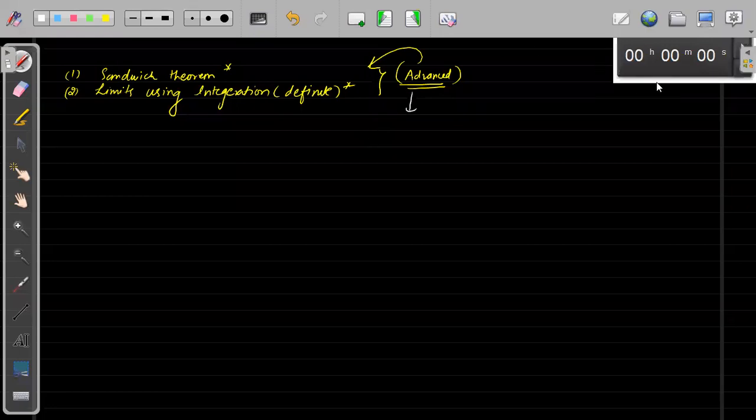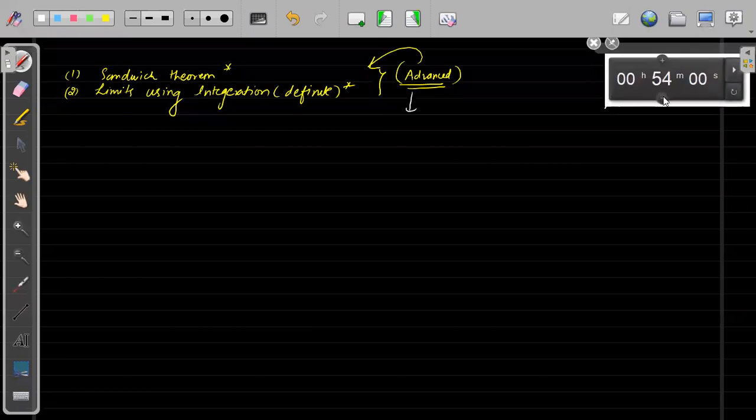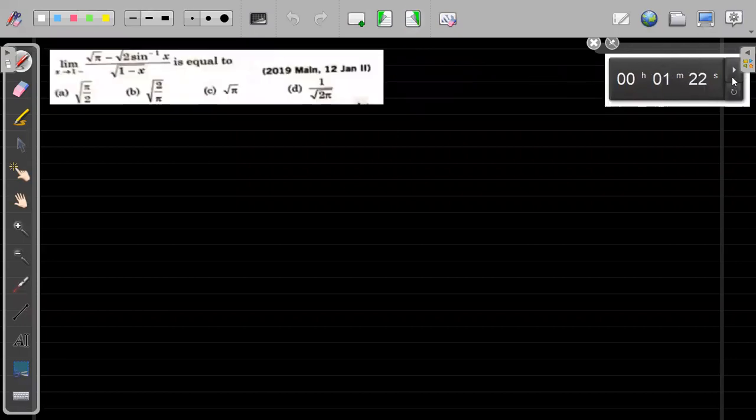So for each question I will give you 1.5 minutes to solve, and then just give me the answer. Just wait, let me set the timer. Each question you should solve within 1 minute, but let's see. Okay, so try the question.